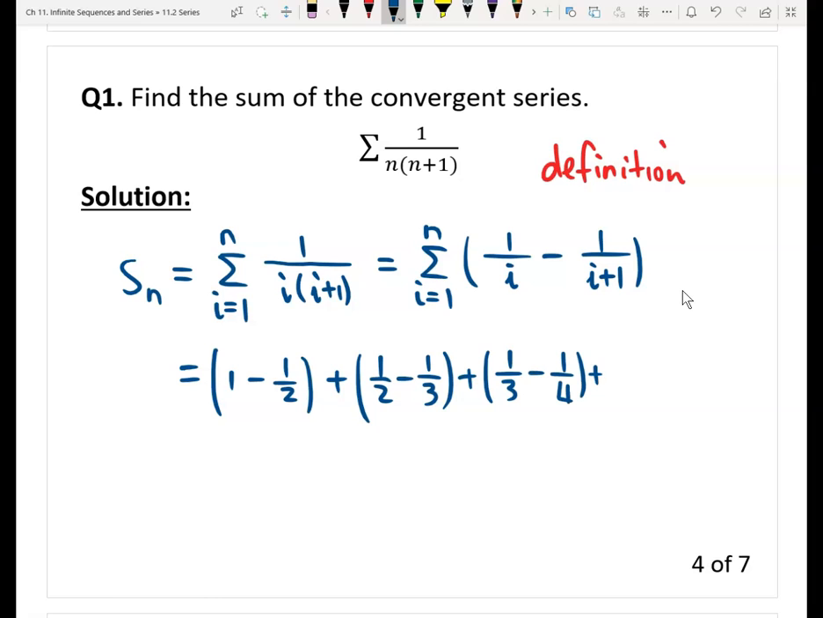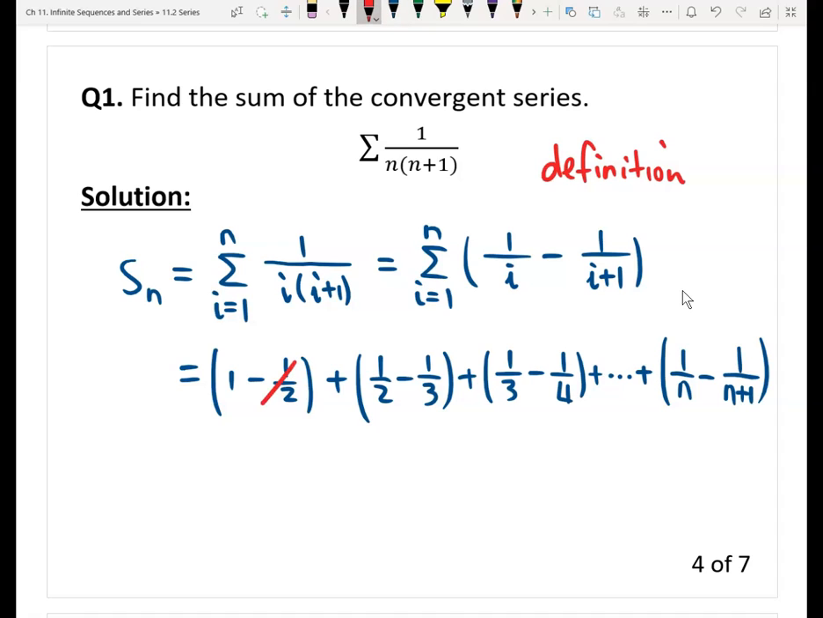Okay, so let me continue. Ignore the middle terms. Look at the last term, which is i equals n. That's 1 over n minus 1 over n plus 1. Okay, what can we do now? Imagine, all of this is a plus or minus. You can just take out the parentheses.